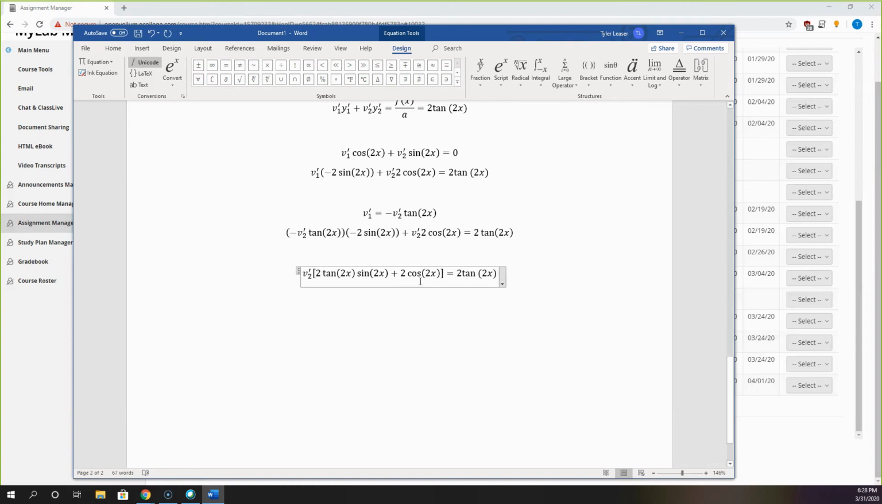I'm noticing that everything has a 2 in here. I'll probably just divide and get rid of all those 2's. And then I'm going to divide by this entire bracket. So that'll give me v2 prime is equal to, I have the tangent 2x on top, and that's going to be divided by the tangent 2x sine 2x plus cosine 2x. Like that.